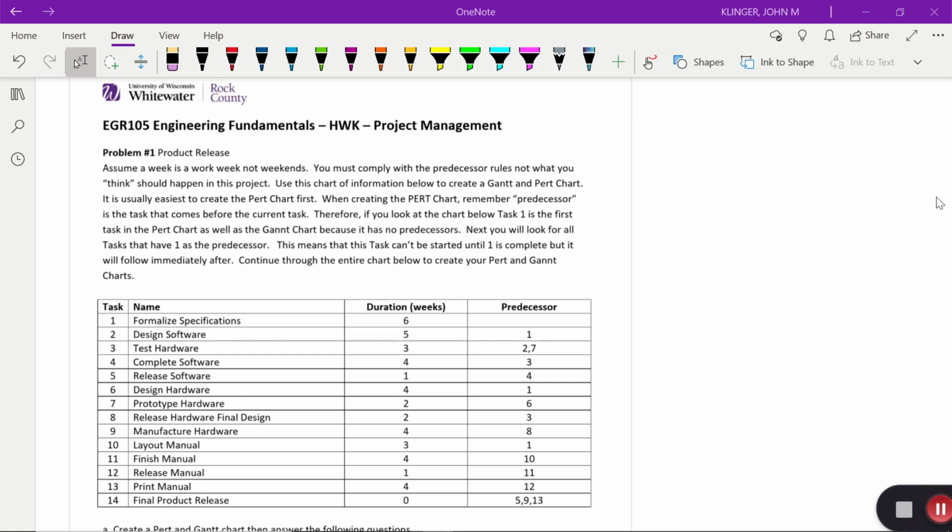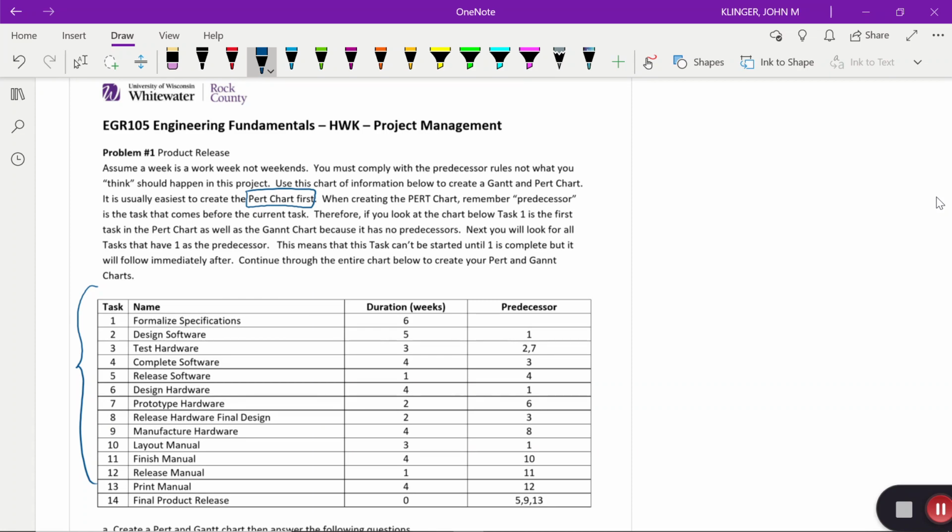So listed down below here is a list of tasks. Don't think about what order you think it should be in. We're going to use something called the predecessor information to let us know what the order should be. We're going to use this chart to create a Gantt chart or PERT chart. I will tell you that it's easier to start out with a PERT chart than with a Gantt chart for this particular exercise.